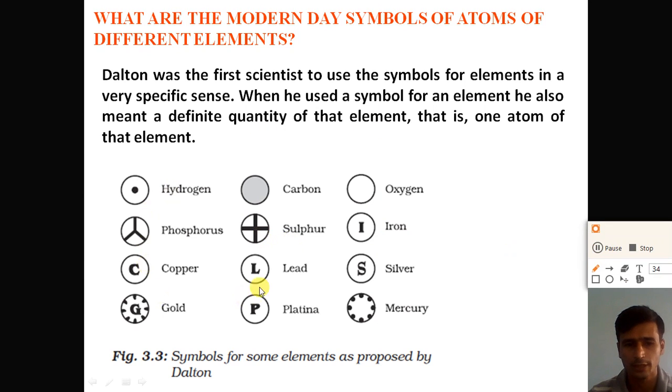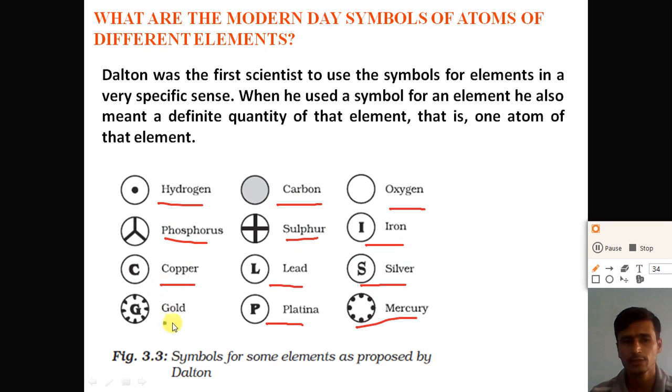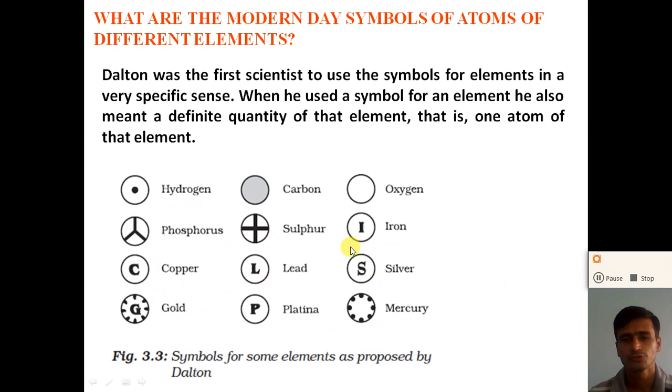So in this figure, the symbols for some elements proposed by Dalton are given. For example, here is the symbol of the hydrogen atom, the symbol of the carbon atom, the symbol of the oxygen atom, the symbols of iron, silver, mercury, platinum, lead, sulfur, phosphorus, copper and gold. Dalton proposed the symbols of the different elements like this, and they were used at that time. So dear student, draw all the symbols of the elements proposed by Dalton.